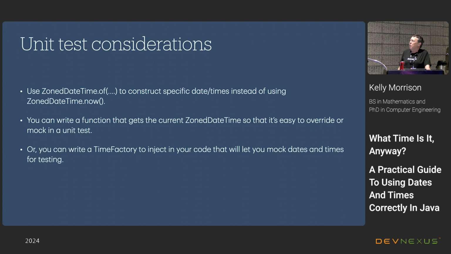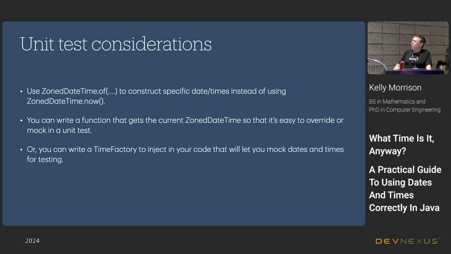Well, if you're like me, you probably have all your code that says new ZonedDateTime or a new Date. And if you have it dynamically generating dates all through your code, it's hard to test. So what you want to do is isolate it so you can mock it out. And there's a couple of ways you can do it. For example, you can write a function that gets the time and nothing else, and you can mock out that function in your unit test.